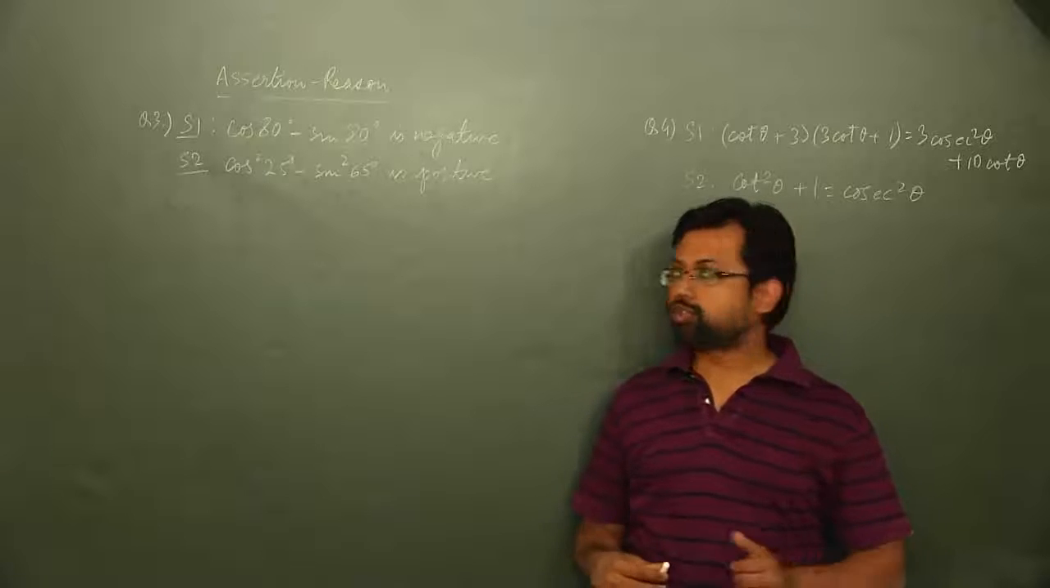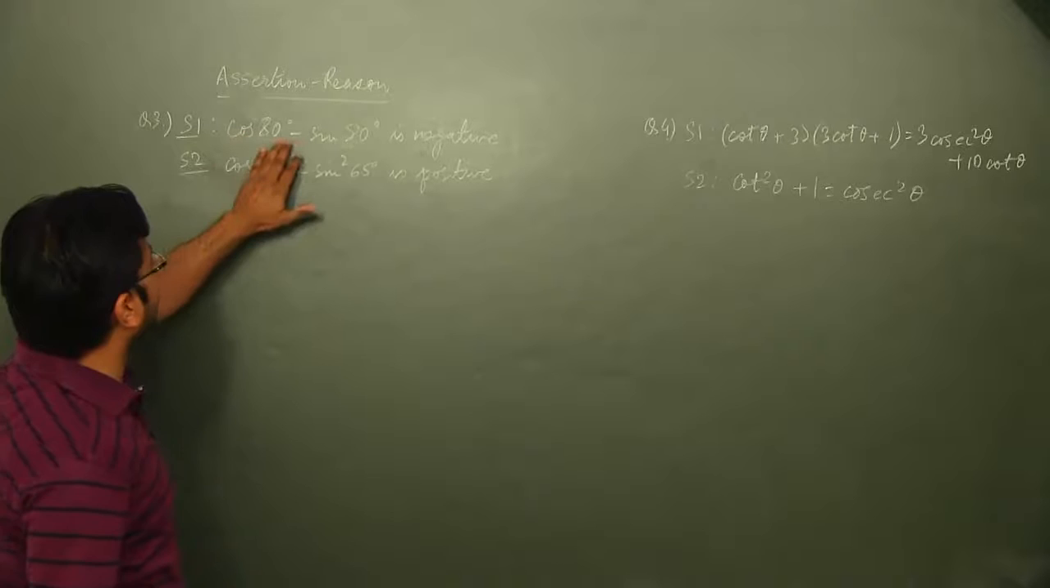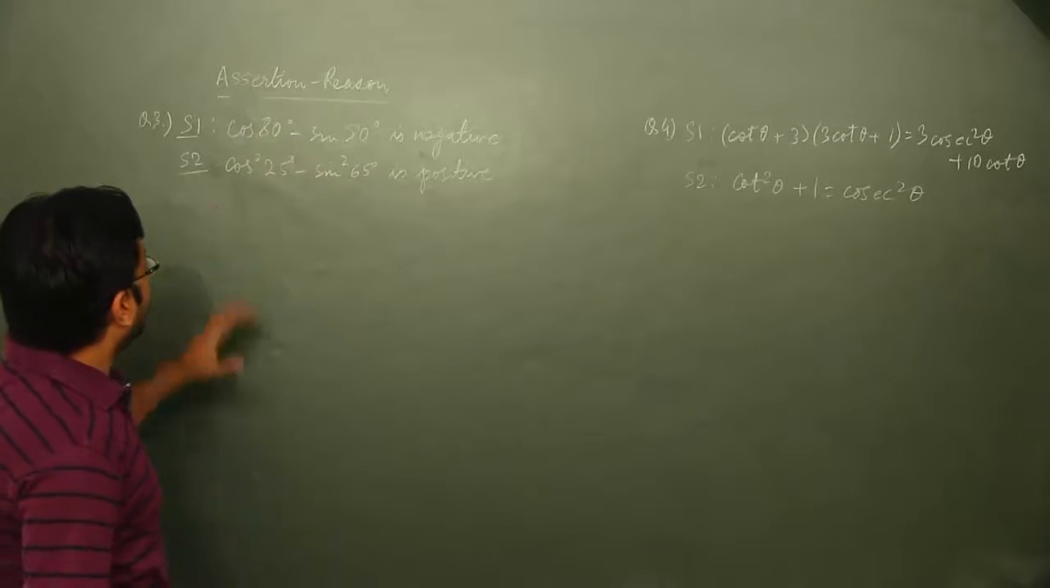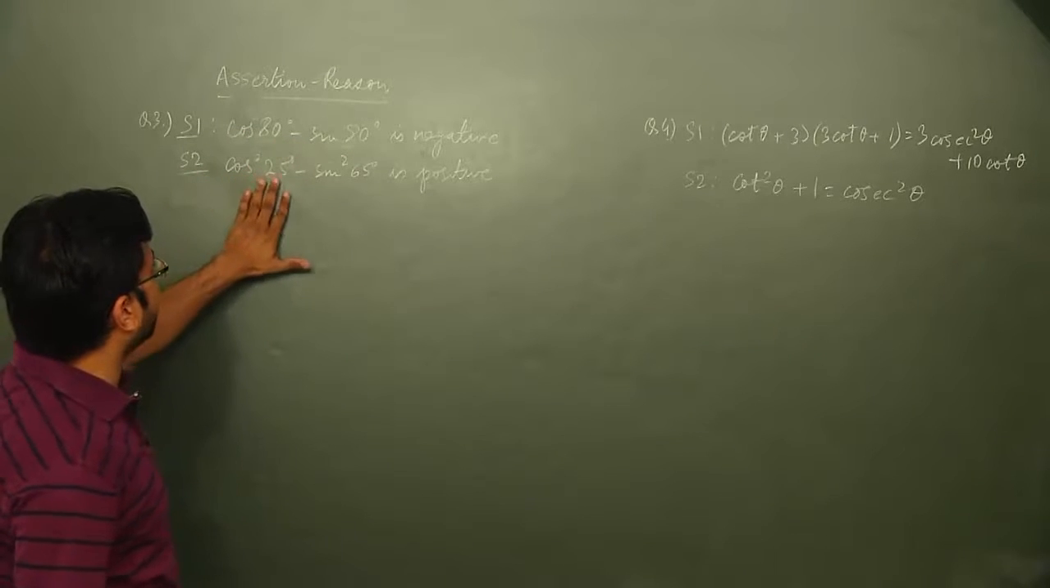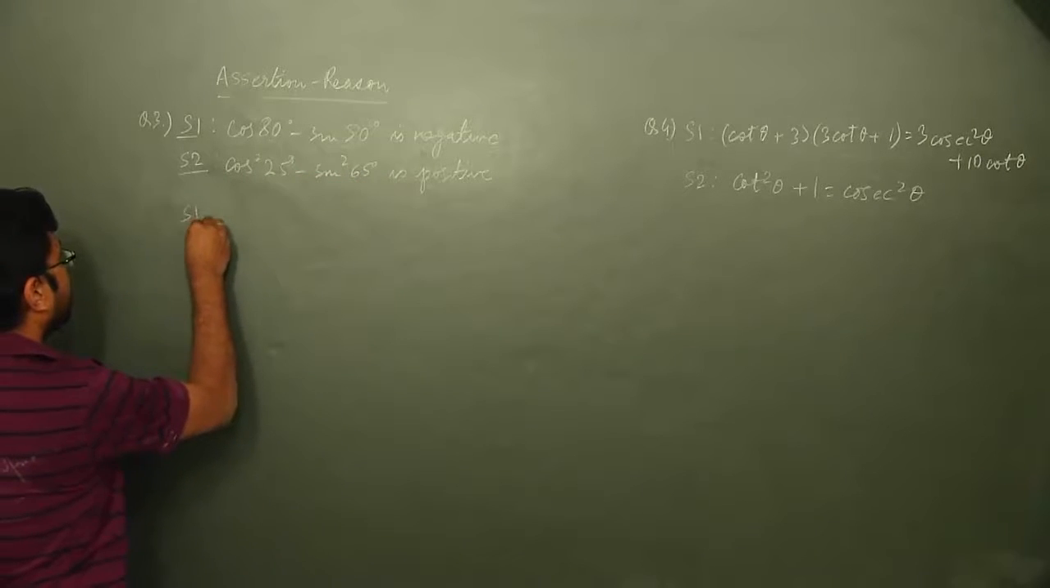Now let's take these two problems here. What does statement 1 say? It says cos 80 minus sin 80 is negative. And statement 2 says cos square 25 degrees minus sin square 65 degrees is positive. Let's take the statements one by one.